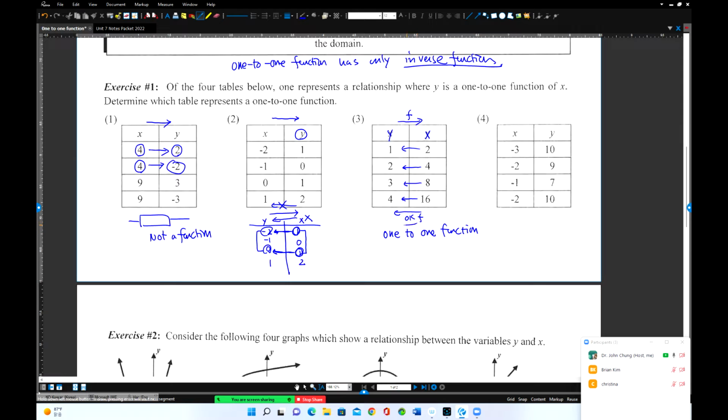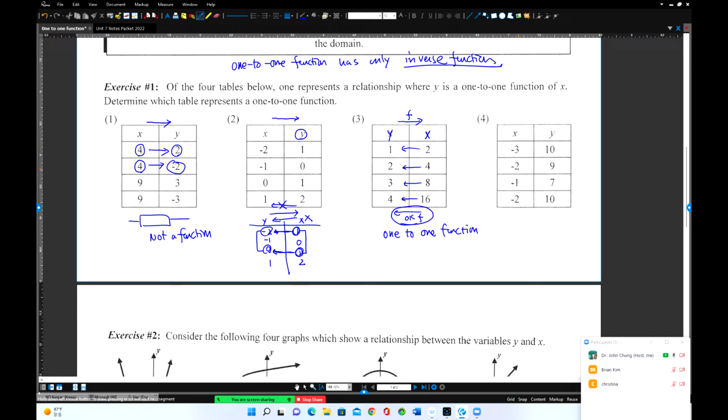Only if it is one-to-one is its inverse a function. If not, its inverse is not a function. If the system is not a function, it's not useful.